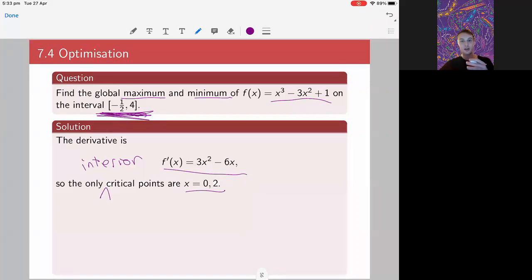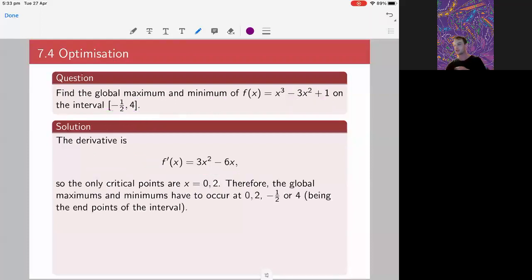So now that we know that the only interior critical points are 0 and 2, and the only other critical points are the boundary points, namely -1/2 and 4, in order to find the global maximum and global minimum, we simply have to check the value of the function at these 4 points. So this is what I'm saying here. Therefore, the global maximums and minimums have to occur at one of these 4 points.